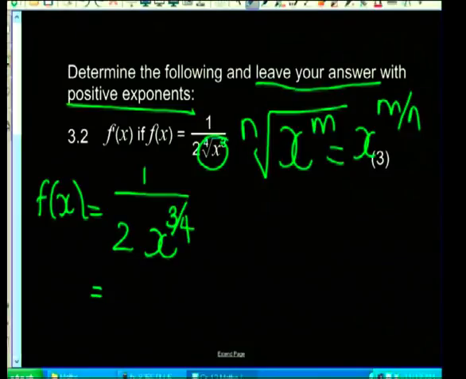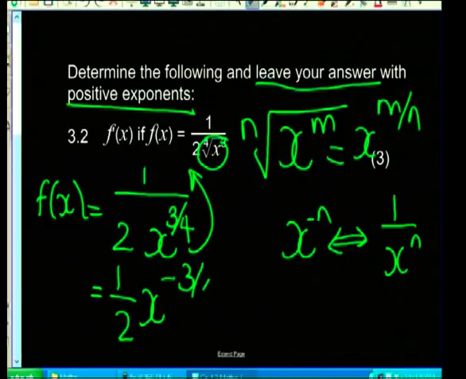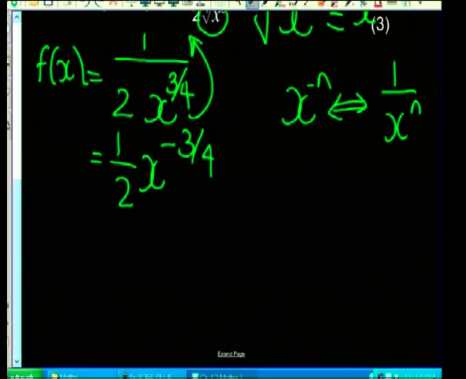Now all we need to do now is take this upstairs. Remember the rule for taking upstairs and downstairs? So you can use it from either left to right or right to left, it doesn't matter, vice versa. So then you'd have a half x to the minus 3 over 4. Now we can find our derivative.